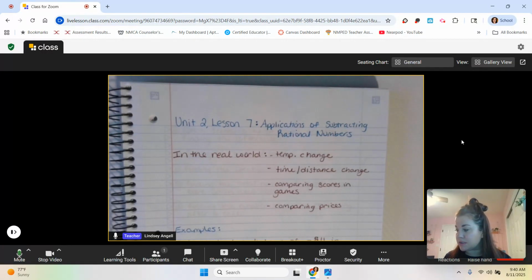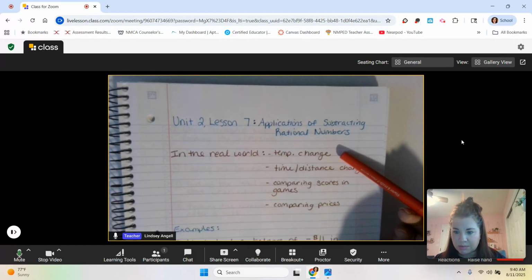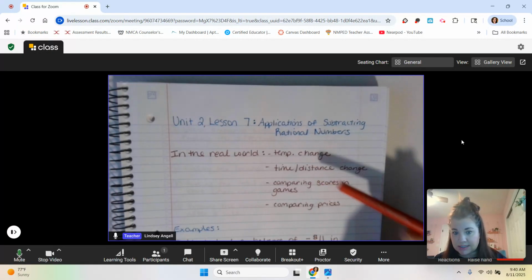Some examples of places in the real world where you see subtraction: usually you're finding the change in something, the difference in something. Difference means subtraction. You probably remember that from younger grade levels, talking about words that mean different operations. So, temperature change: finding the temperature change from one day to the next, or morning to afternoon. A change in time or a change in distance.